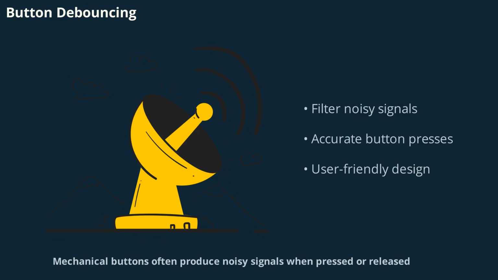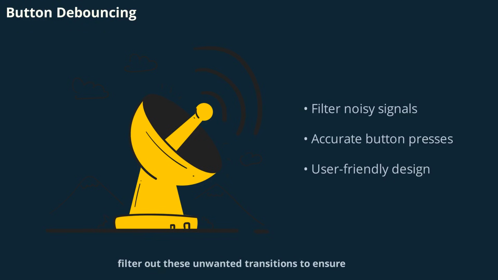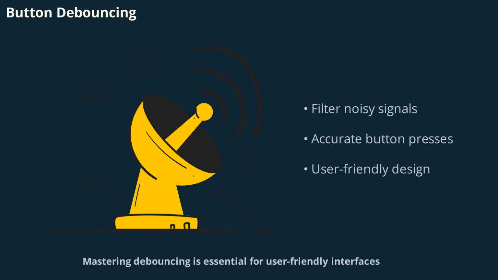Mechanical buttons often produce noisy signals when pressed or released, a phenomenon known as bouncing. Debouncing techniques, implemented in hardware or software, filter out these unwanted transitions to ensure that each button press is registered accurately. Mastering debouncing is essential for user-friendly interfaces.